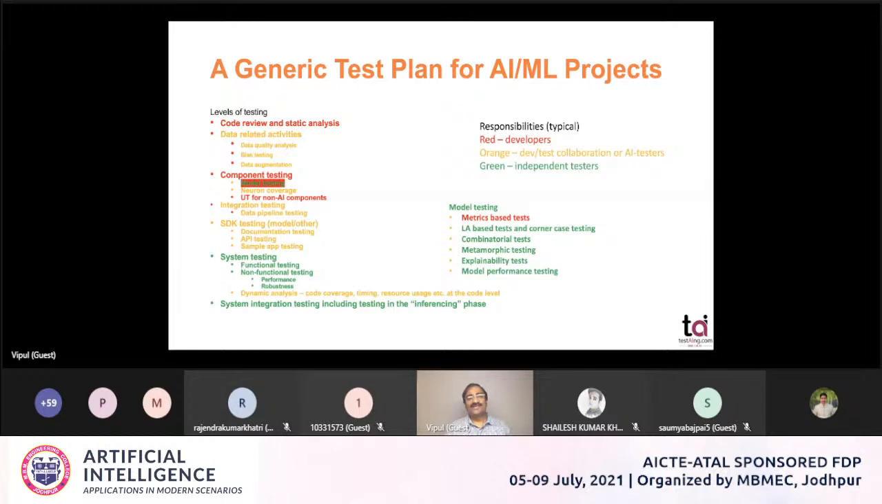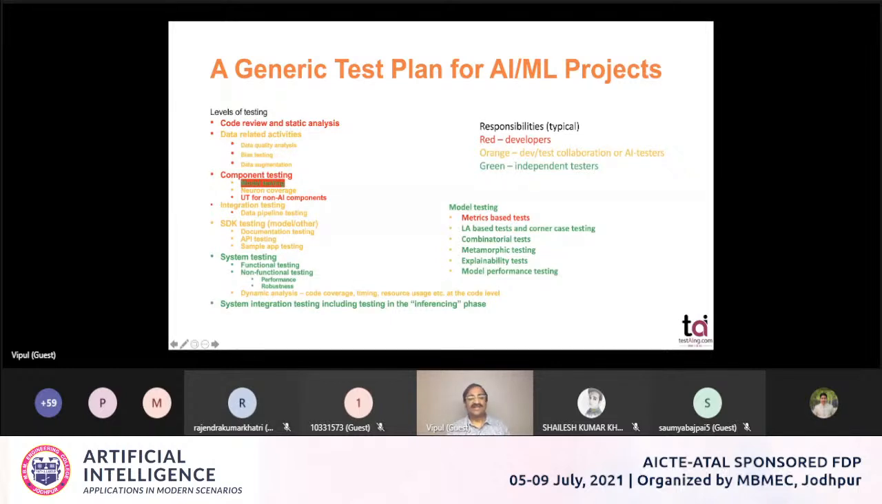Then when you come to component testing, model testing is the most important new thing, and I recommend testers do this activity, because developers do their own activity based on performance metrics, and after that, they hand it over to the testers, where testers now use their own test data and try to uncover problems. So that's model testing. Then neuron coverage, and then unit testing for non-AI components, typically done by developers.